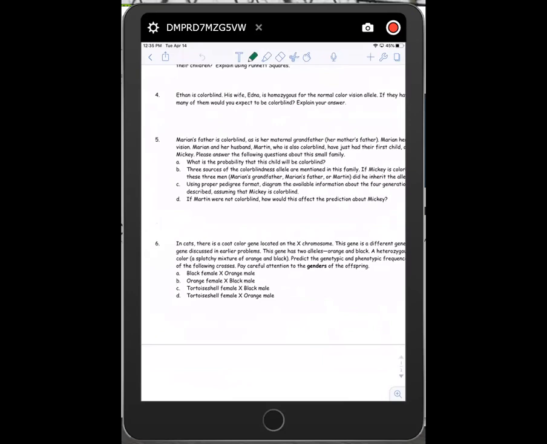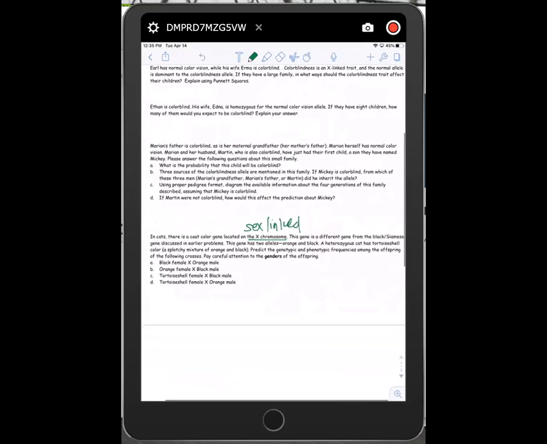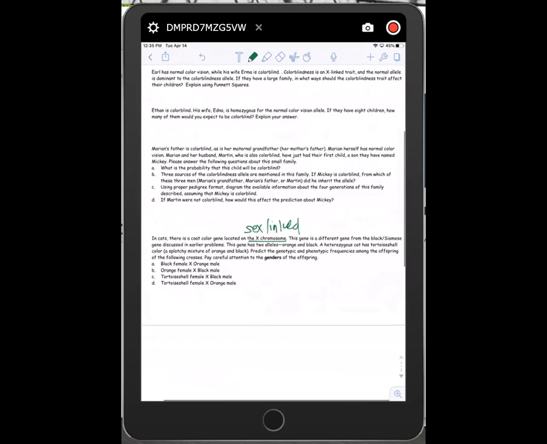So in cats, there's a coat color gene that is located on the X chromosome. That tells you right there that it's sex-linked, so follow the rules for sex-linked traits. This gene is a different gene from the black Siamese gene discussed in earlier problems. The gene has 2 alleles, orange and black. A heterozygous cat is tortoiseshell. It's a mixture of orange and black. So this is going to be that incomplete dominance again.